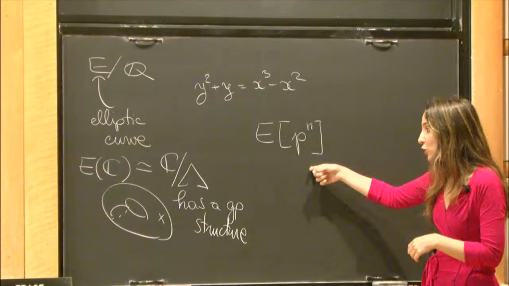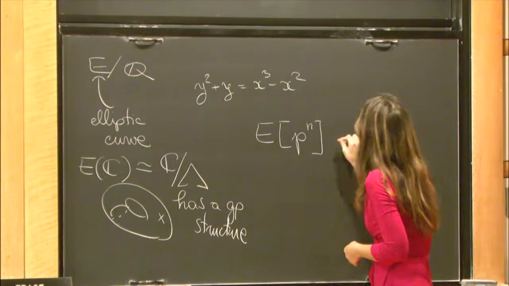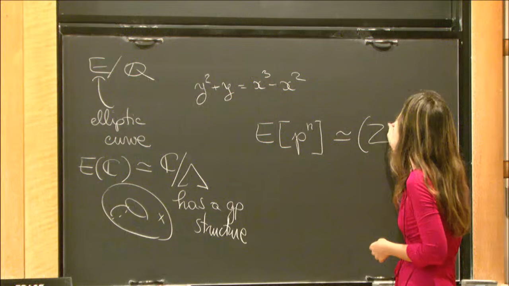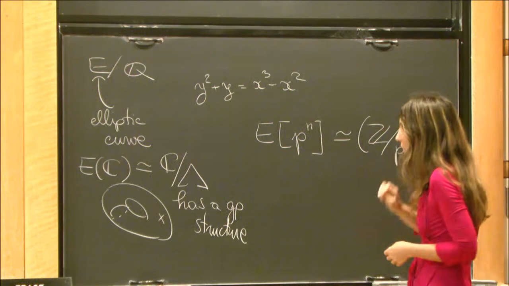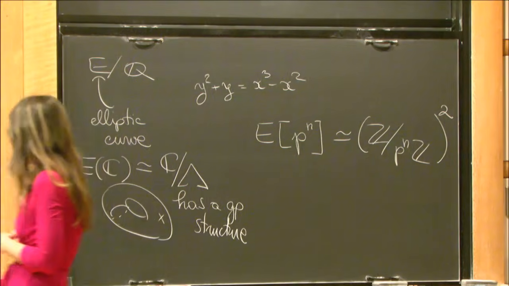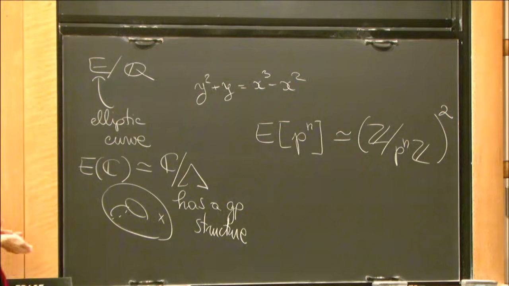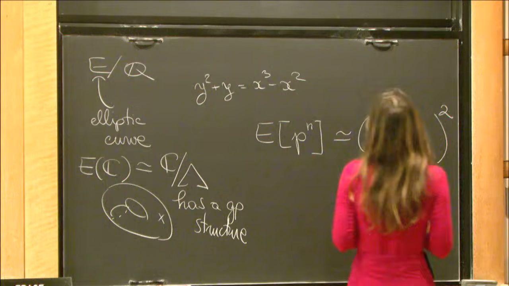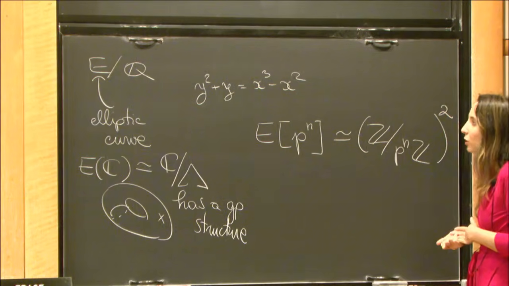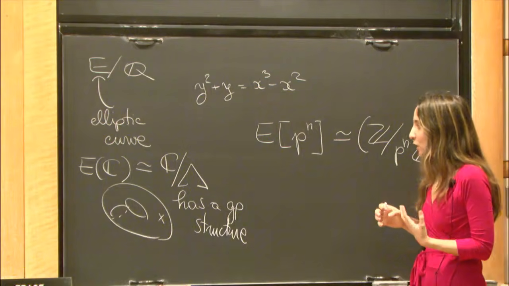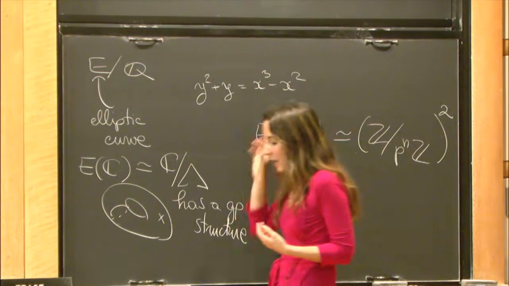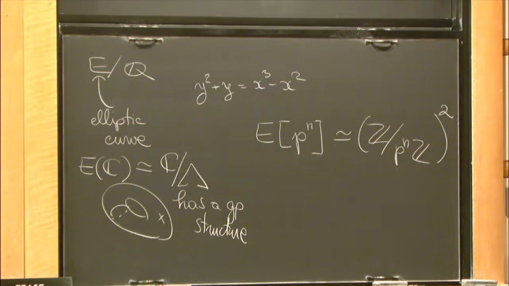And the p to the n torsion points, just geometrically, they look like Z mod p to the n Z squared. So that's abstractly what they're isomorphic to, but they have extra structure. The extra structure comes from the fact that you have this elliptic curve defined over Q, and so you can define the group structure over Q as well.